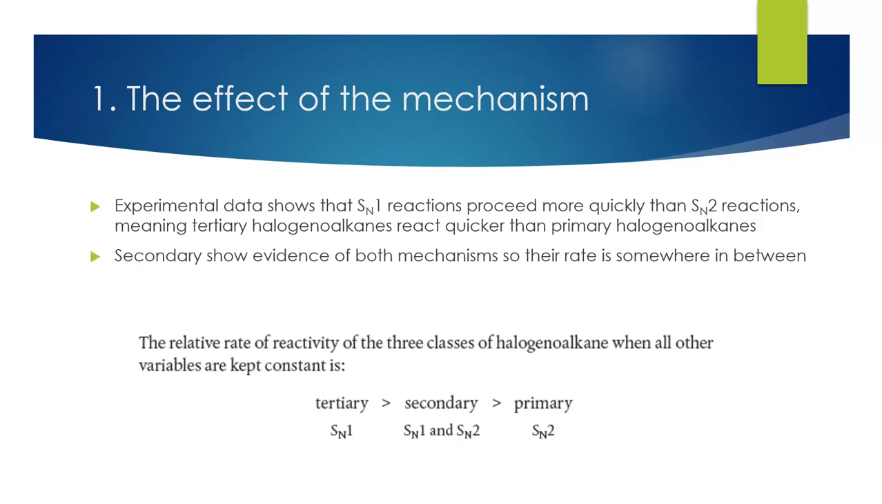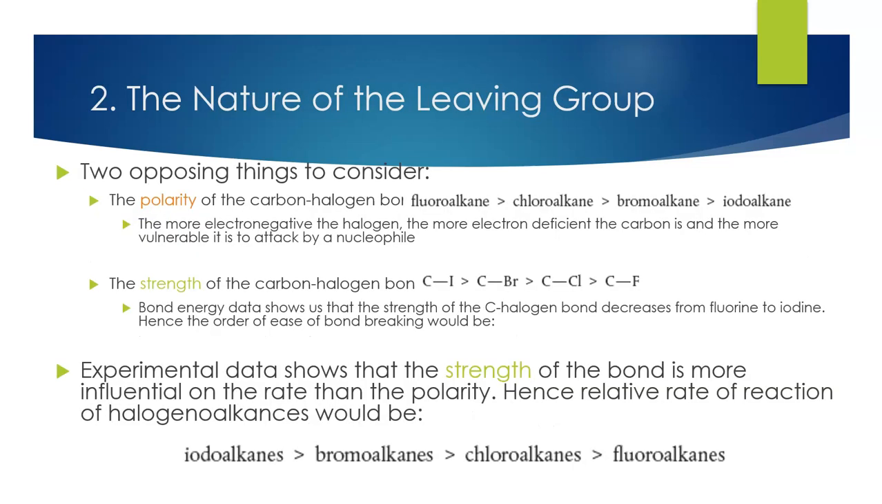Okay, so SN1 with the formation of the carbocation from our tertiary halogenoalkanes is going to be the fastest reacting of these types of reactions. With the second one, the nature of the leaving group is critical, and this is one that students often make some mistakes in when they answer in the exams.